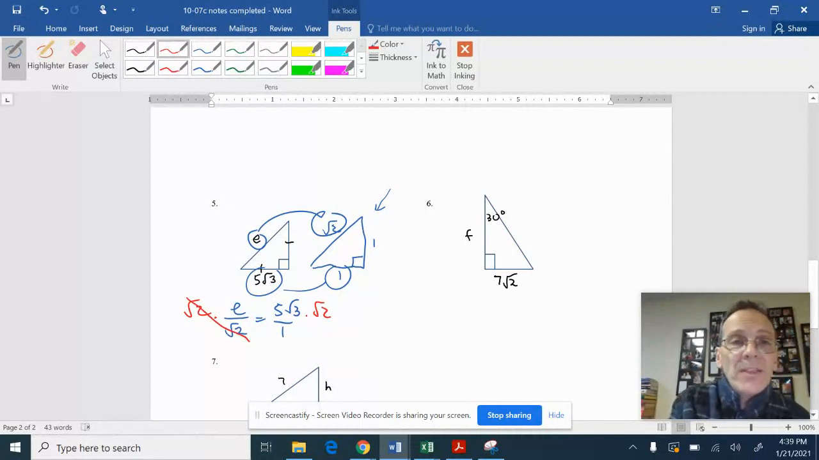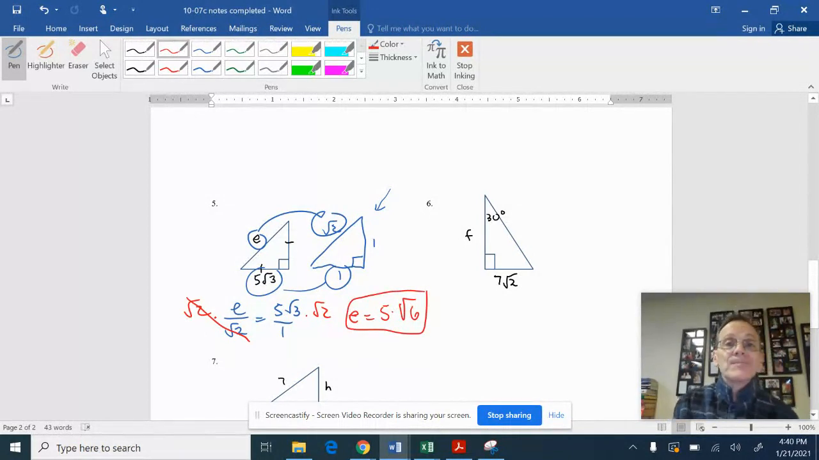We don't need the over 1 in our answer, but what is the simplified answer? What is the square root of 3 times the square root of 2? It's the square root of 6. And so our final simplified answer is 5 square root of 6. Does that surprise you? Well, be surprised.